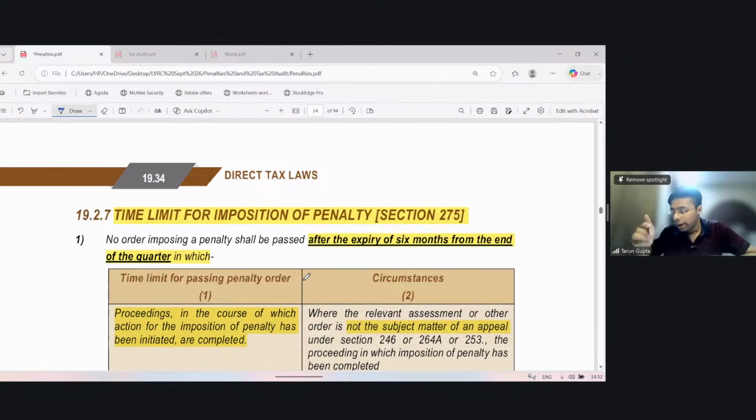Now, the time limit for imposition of penalty is given under section 275. So by what time can the penalty be levied? If the penalty order is passed beyond this time, it will be invalid. The penalty order cannot be passed after the expiry of 6 months from the end of the quarter, not from the end of the year, not from the end of the month, but from the end of the quarter in which.